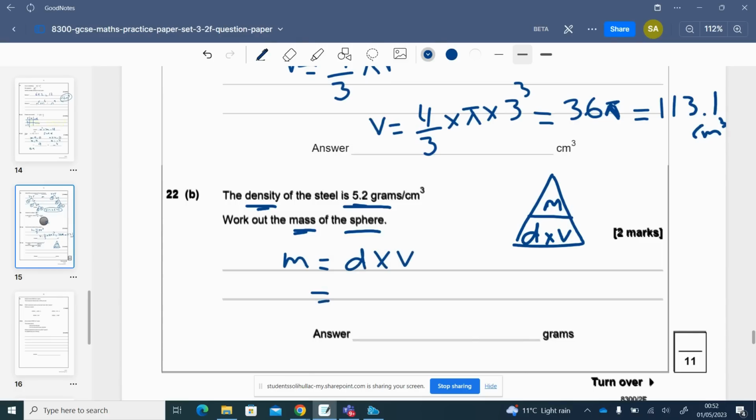Now we know the V, which is 113, and the density is 5.2, so we just need to put the values in the formula, 5.2 times V, which is 113, and that gives you the answer, which is 587.6 or 588 grams as well. Okay, so any of these answers will be correct, or you can use 36 pi as well. So 36 pi times 5.2 can also be correct.